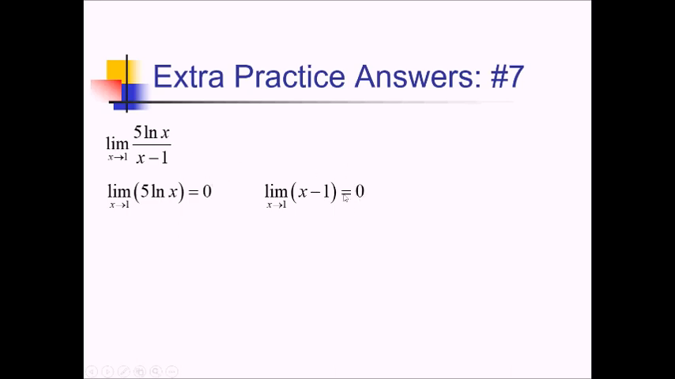Since I have 0 and 0 for the numerator and denominator, I can use L'Hopital's rule. So let me take the derivative of each side of the fraction separately, and we'll still have the limit as x approaches 1 for this. So derivative of 5 ln of x, that's going to be 5 over x. And then derivative of x minus 1 is just 1. So plugging in 1 for x to take this limit, we just have 5 over 1, which is all just 5.